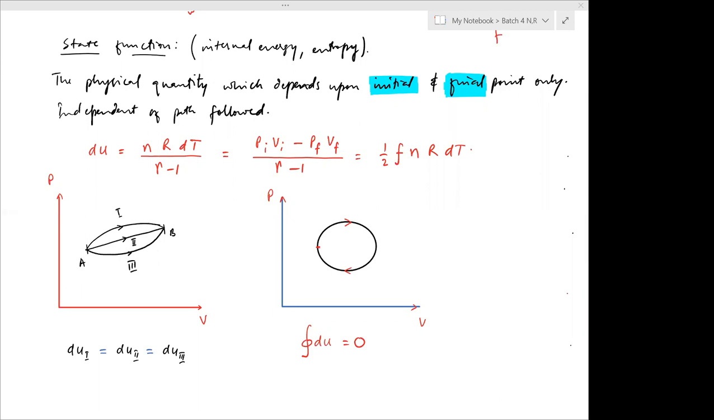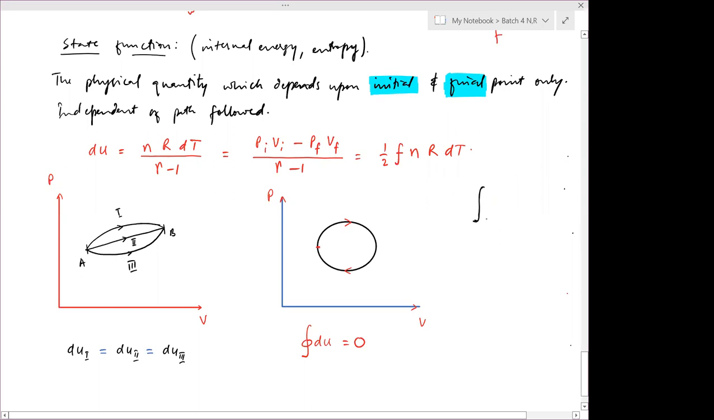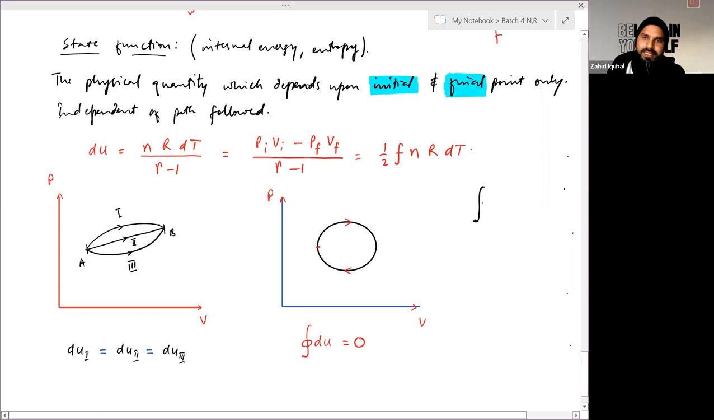So what is the symbol you have used for integration? The circle in the middle. If the sign is like this, it means you have to simply integrate. Yes, sir. And if there is a circle at this point, it will be integration over a closed path. It means initial point and final point will be the same. It is termed as closed integral, or integration over closed path.